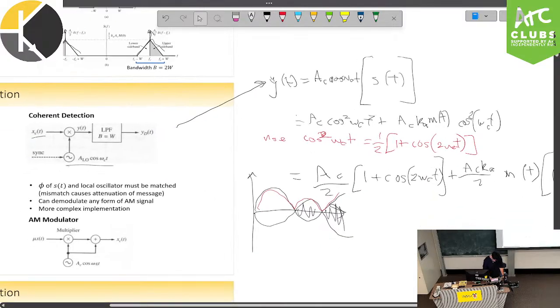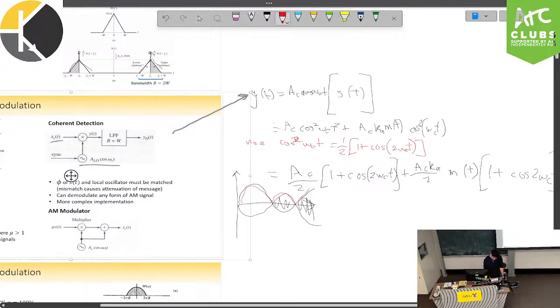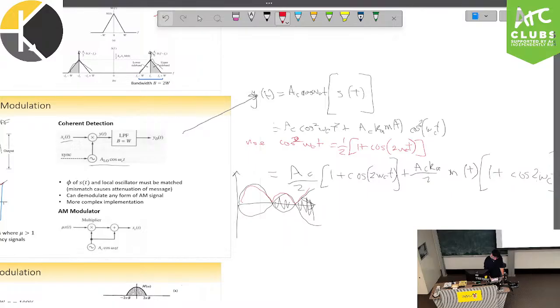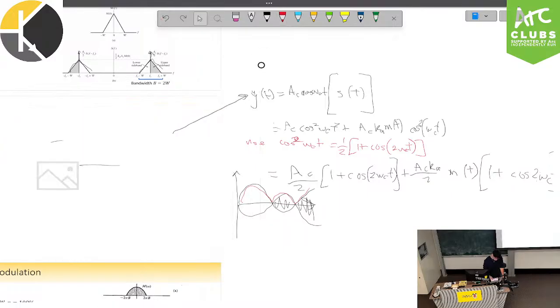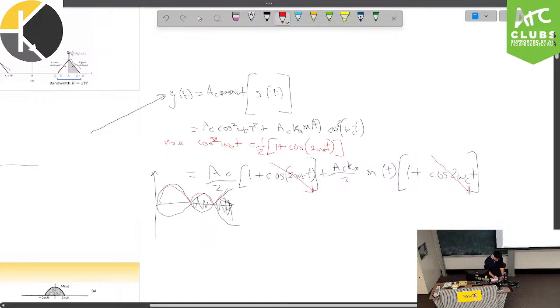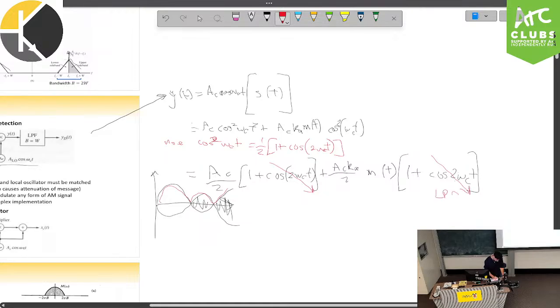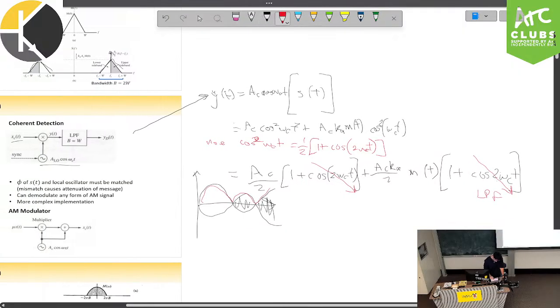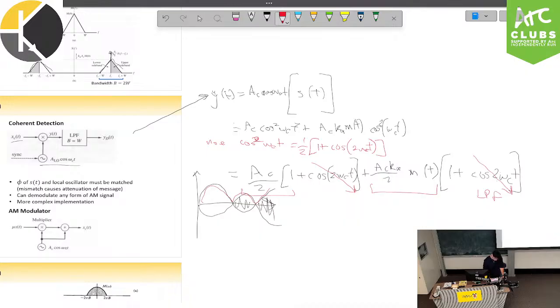So what happens with this is after we've multiplied through, this low pass filter is going to try and remove any high frequency components. So in terms of high frequency, we have this 2 omega c term here, and we have this 2 omega c term here. So those will be removed by the low pass filter. And then we're left with an Ac/2 term and an Ac Ka/2 times m(t) term. What might happen after this is we might AC couple this output, and we'll get some final output, y_d(t), which is simply just this component here, which is Ac Ka/2 m(t).